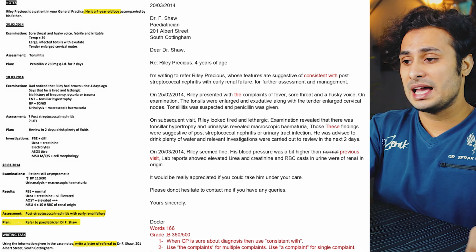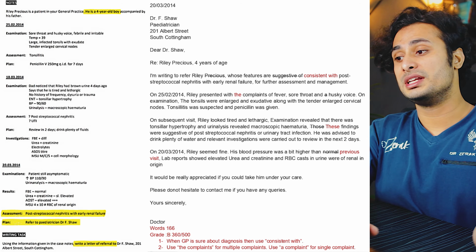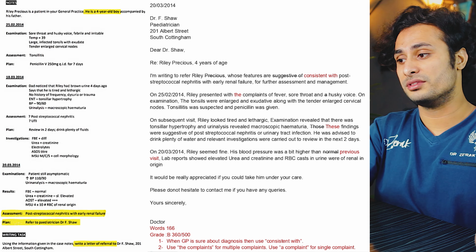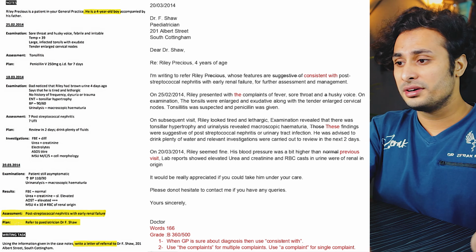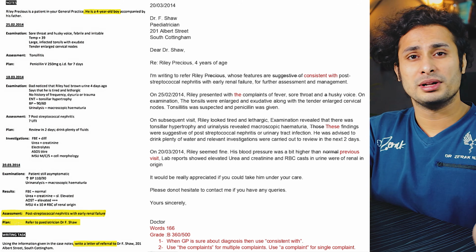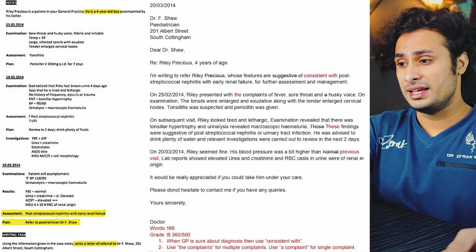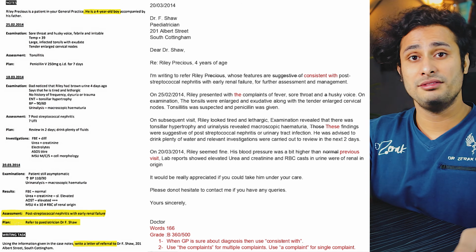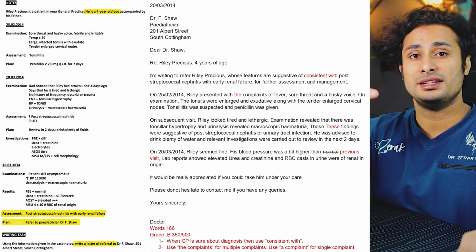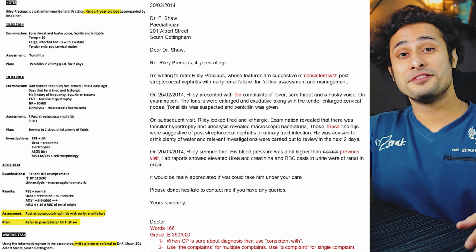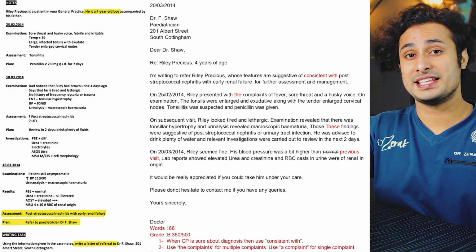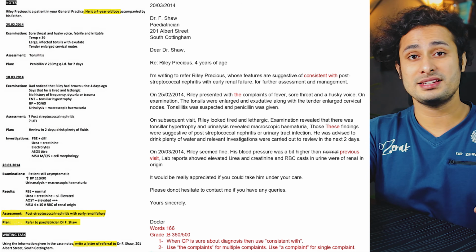So we will write: labs report showed elevated urea and creat and RBC cast in urine were of renal origin. We will not write about the thing which is normal because we need to save words, and these things were the major that were elevated, so we write about that in the purpose thing. So that's it, we have completed our third paragraph as well. Now we just need to write the request and the closing.